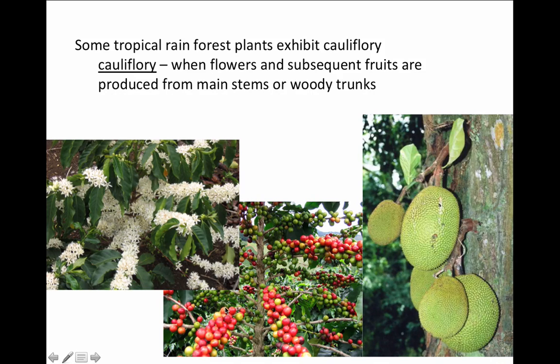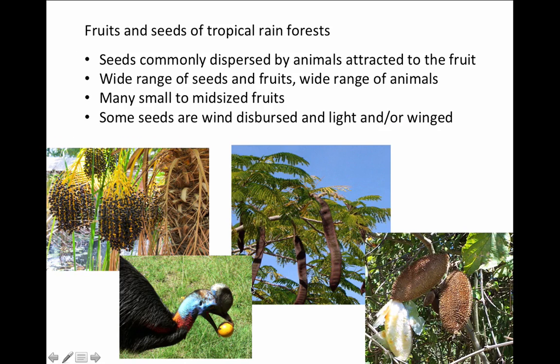An unusual characteristic of rainforest plants, some that exhibit, is having that flower and then later the fruit coming right off of the main stems, or even the trunk here, as you see in the jackfruit. And that's called cauliflory. This here is coffee.